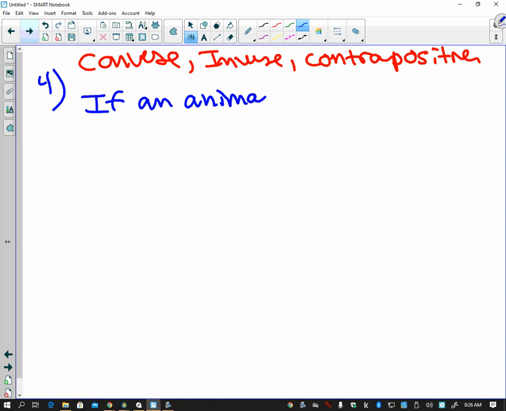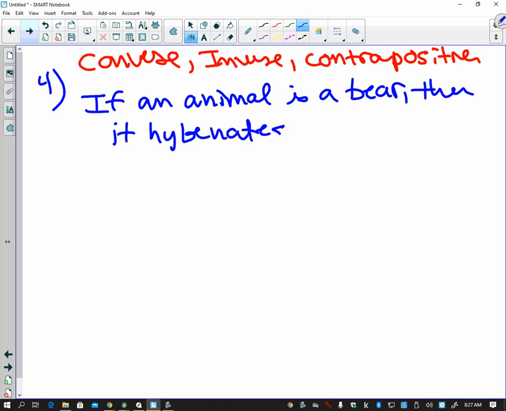is a bear, do you know about bears? Then it hibernates in the winter. Or we'll just say then it hibernates. It's not the only thing that hibernates, but okay, we know that bears hibernate. Okay, converse.